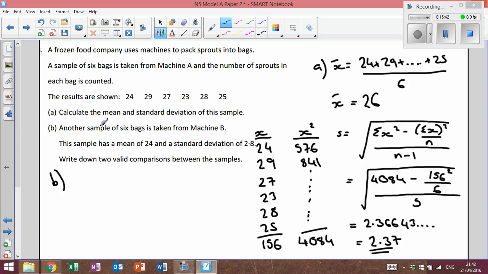Okay, another sample of 6 bags is taken from machine B. This sample has a mean of 24 and a standard deviation of 2.8. Write down 2 valid comparisons. Okay, so we're talking about machines packing sprouts into bags. Machine A, the mean is 26. Machine B has a mean of 24. So the first thing we're going to do is compare our means. So machine B has a lower mean.